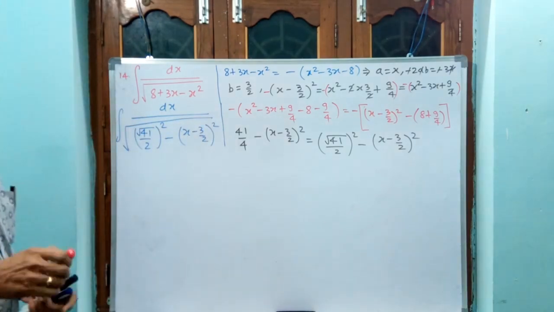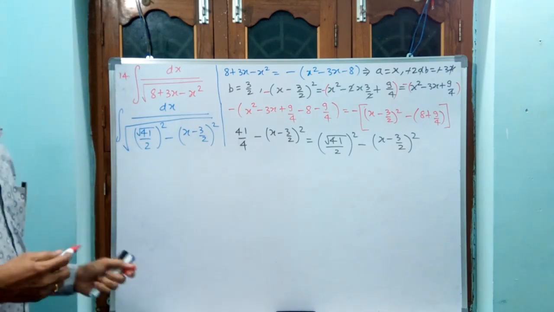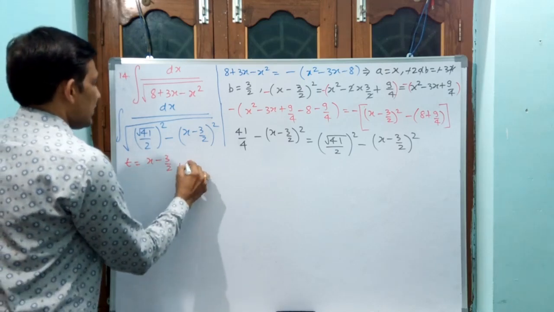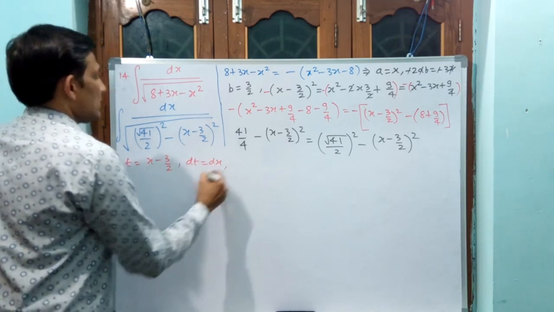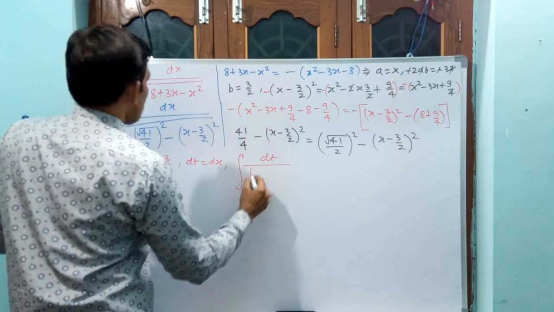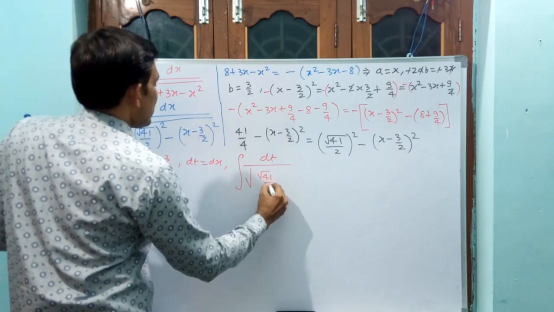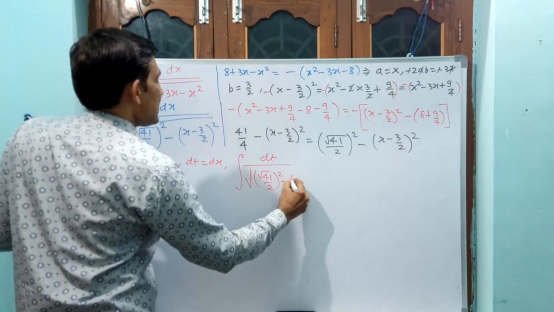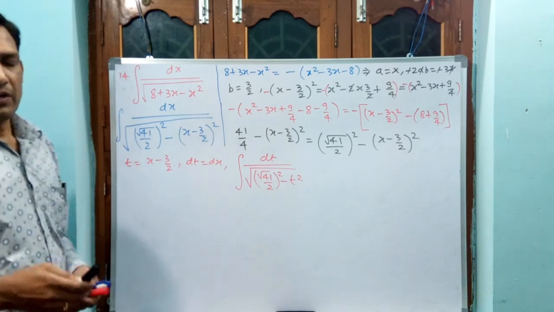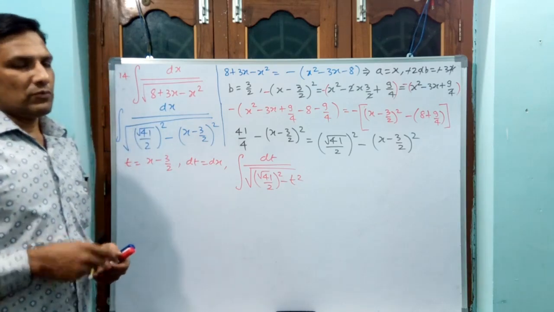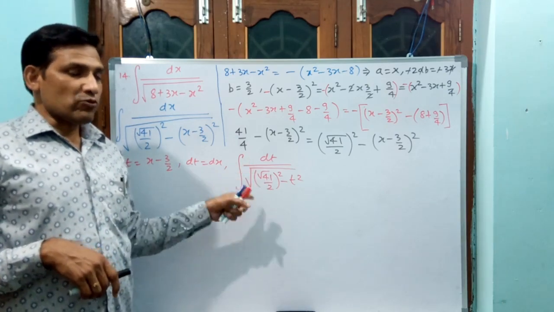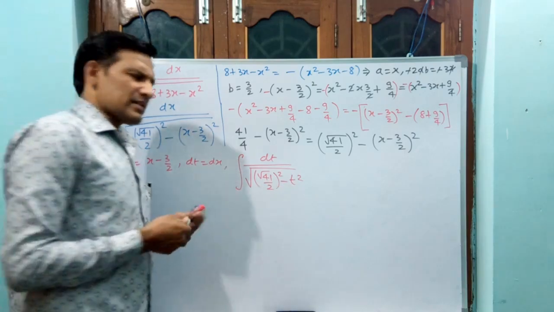Okay. Now you take x minus 3 by 2 as t. Write down: t is equal to x minus 3 by 2 will give dt is equal to dx. Okay, then you convert this to integral dt by square root of root 41 by 2 whole square minus t square. That's all. Okay. You see this is like sin inverse x by a. Derivative of sin inverse x is equal to 1 by square root of 1 minus x square. Sin inverse x by a is equal to 1 by square root of a square minus x square. Okay, sin inverse x by a. Write down.